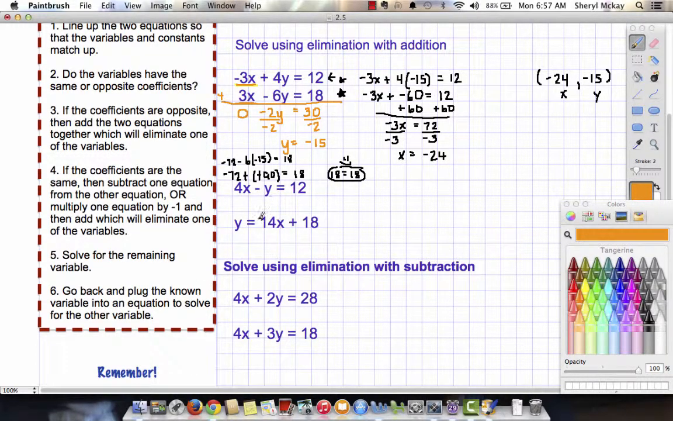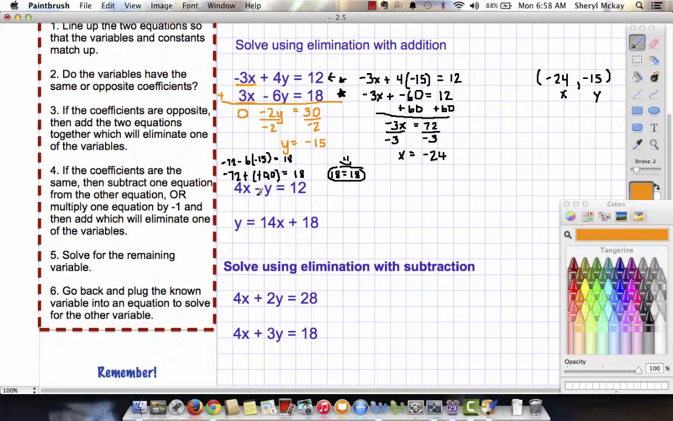So now let's look at this one. 4x minus y equals 12 and y equals 14x plus 18. There's one thing that we need to do first. If you look at our first step, number 1, it says line up the two equations so that the variables and constants match up. Well, right now I have 4x and I have a y underneath it. I have y and I have an x underneath it. I have 12 and I do have an 18 underneath it, but I have an equal sign over here and I have an equal sign over here. So these two equations are not in the same format. We have to get them in the same format.